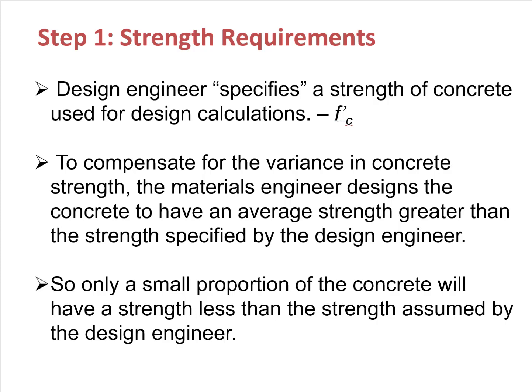Obviously, this is undesirable. So in order to compensate for the variance in concrete strength, the material engineer will design the concrete to have an average strength greater than the strength specified by the designer. So only a small portion of the concrete will have a strength less than the specified strength. Actually, American Concrete Institute, ACI, states that there should be less than 10% chance that the strength of a concrete is less than the specified strength.